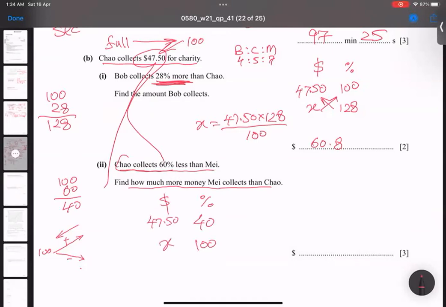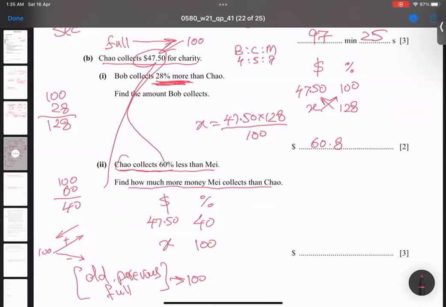So this is a way. Whenever you find the old value, previous value, full value, we always keep it equal to 100. You can see from here, okay? And now I can find it easily. So 47.5 times 100 divided by 40, and I can find the answer directly, coming to 118.